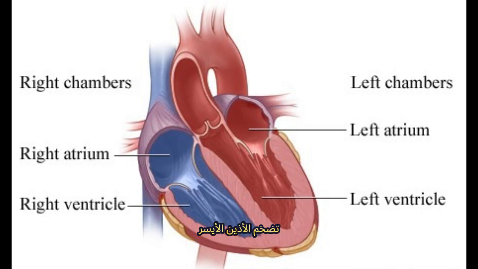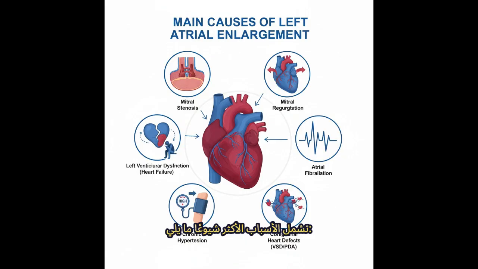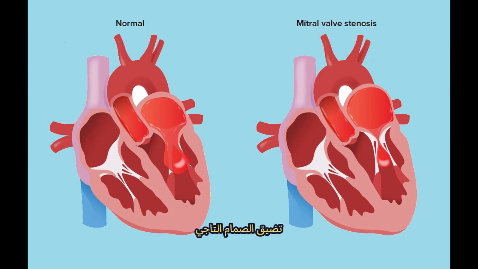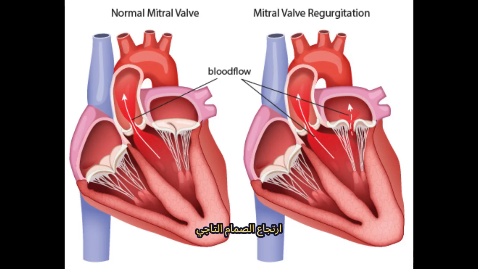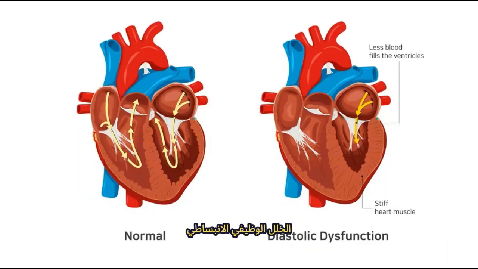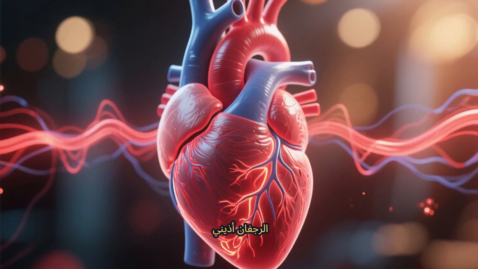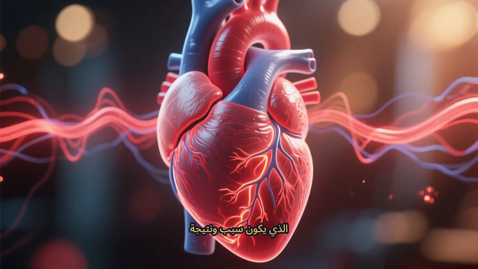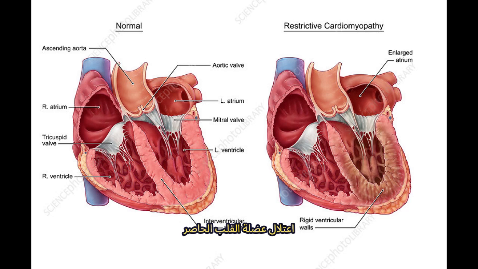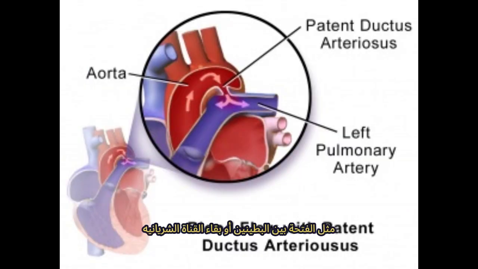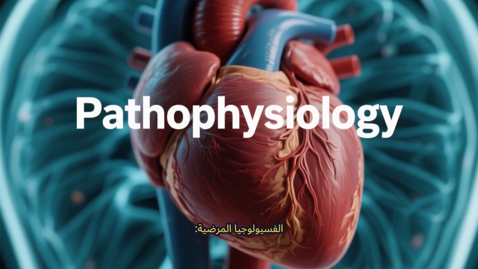Left atrial enlargement usually results from chronic pressure or volume overload. The most common causes include mitral stenosis, mitral regurgitation, left ventricular diastolic dysfunction, atrial fibrillation, both a cause and a result, restrictive cardiomyopathy, and high flow left to right shunts such as VSD or PDA.